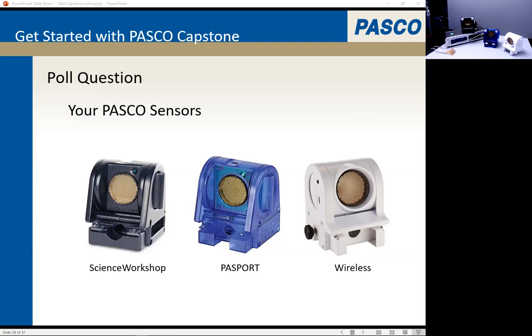And we find that almost a third of you have the black Science Workshop sensors, 44% the blue Passport sensors, 12% have wireless white sensors, and about 26% don't have any PASCO sensors yet. So as I mentioned, the key here is that our engineers put a lot of time into making sure even those older Science Workshop sensors are supported. So the sensor on the left was created in the last millennium. It still works with the latest version of PASCO Capstone released 20 some years later.